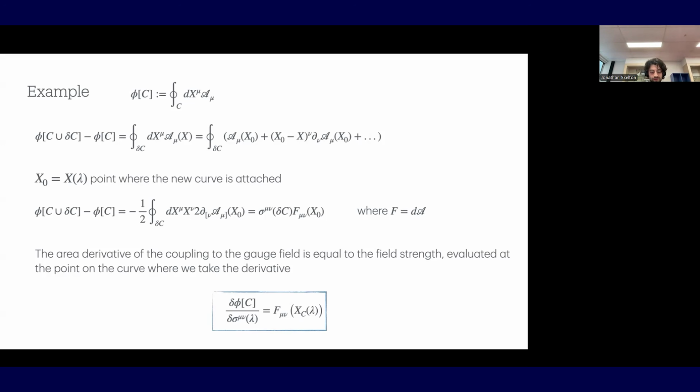The first term is 0 because it's a closed loop and you integrate a constant. So, I mean, yeah, the one form. Yeah. Sorry.